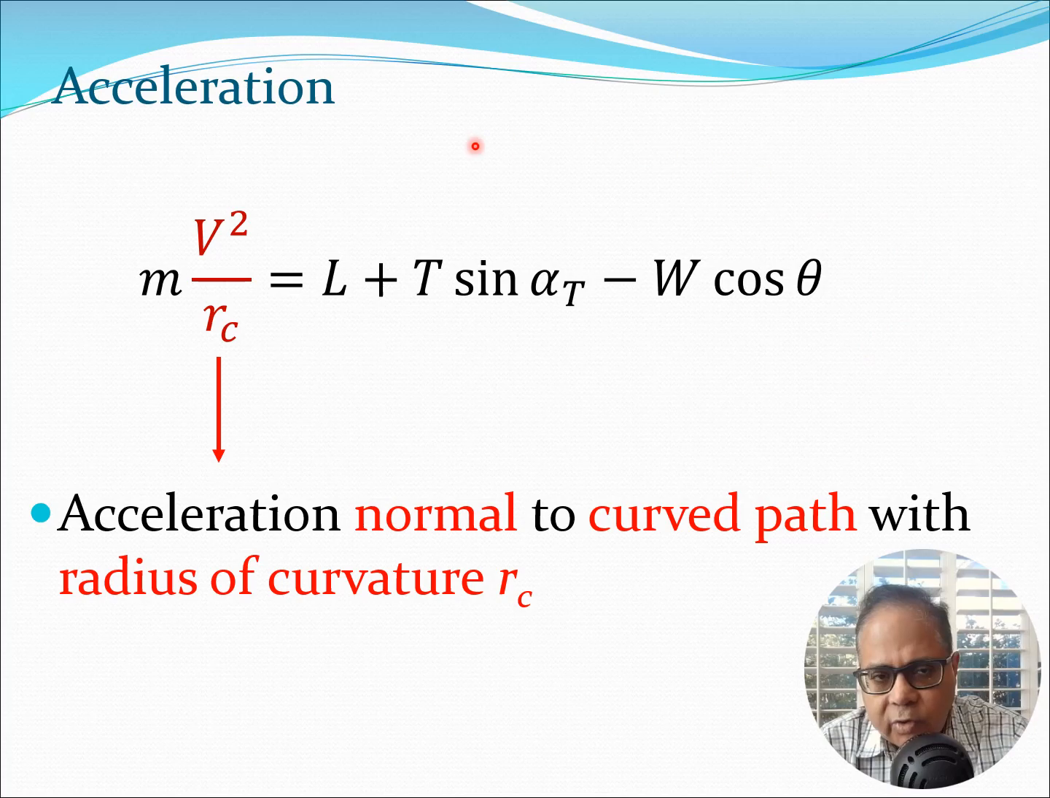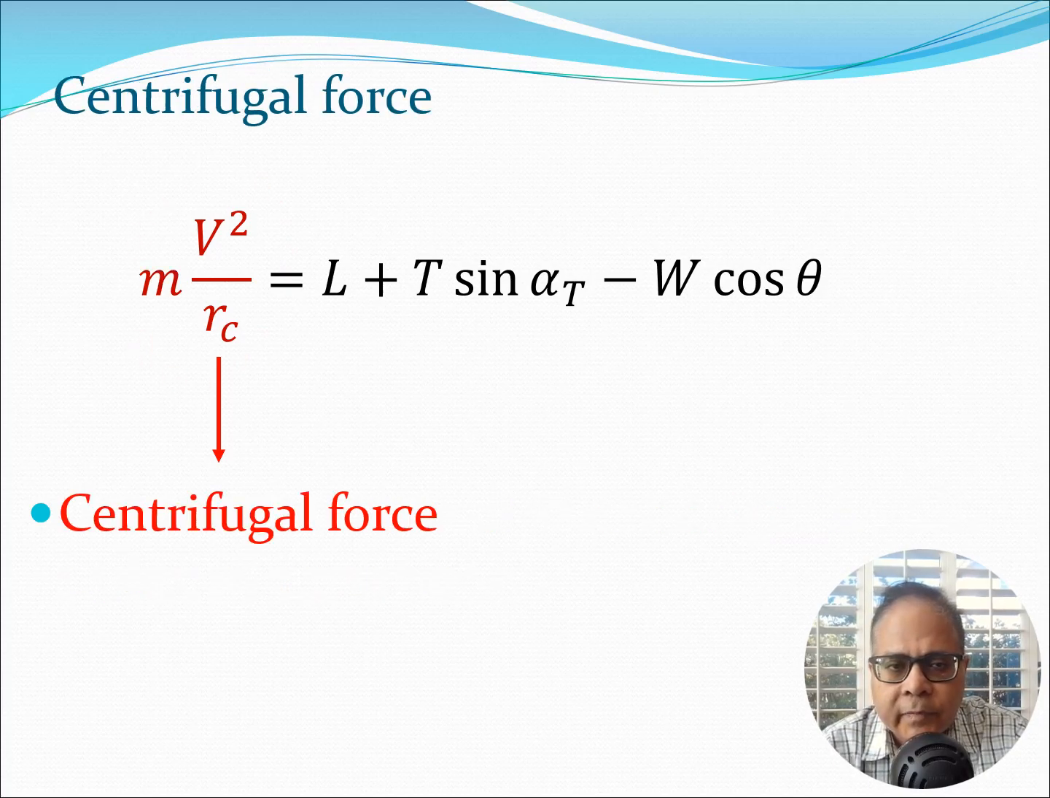Again, let us take a good look at this equation. Like I mentioned before, this term v square by rc is the acceleration normal to the curved path with radius of curvature rc. If you are somewhat rusty on these concepts, go back and refer to your books on basic dynamics, where you will find these kinds of equations for bodies in rotation. Now you of course have m here, and when we multiply by m we get the centrifugal force. So that's the centrifugal force term. Essentially the centrifugal force term is balanced by the components of thrust and weight and the lift.